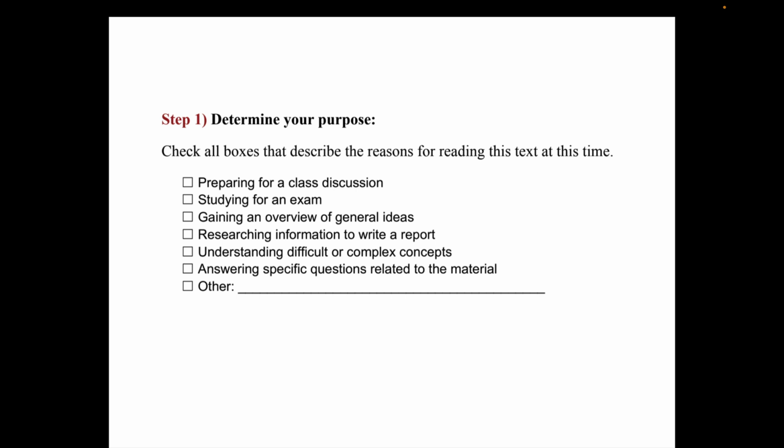Believe it or not, the reason you're reading something should affect the way you read. I'll explain more about that later. For now, just think about why you are reading it and check off the boxes that apply. Also, you don't have to use these suggestions, so feel free to add your own reason in the other box.